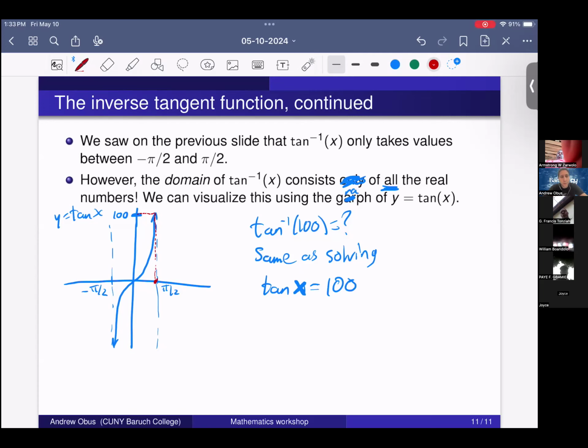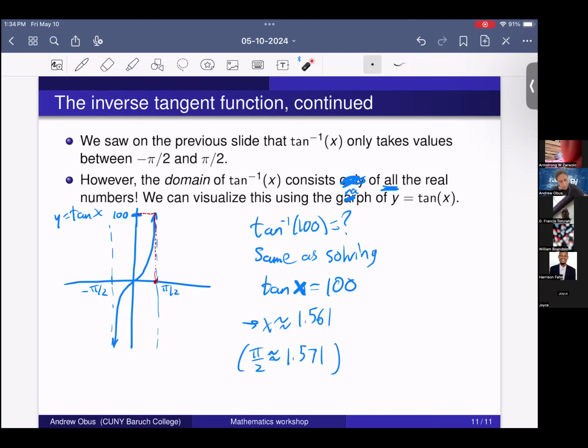If I do arctan of 100, it turns out that this gives x approximately equal to 1.561, whereas if we want to know what pi over 2 is in decimals, it's roughly 1.571. So this tells me that tangent inverse of 100 is going to be an angle that's very close to pi over 2. It's not quite 1.57, but it's 1.56. You know, it's very close.